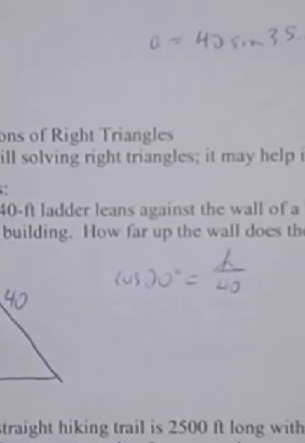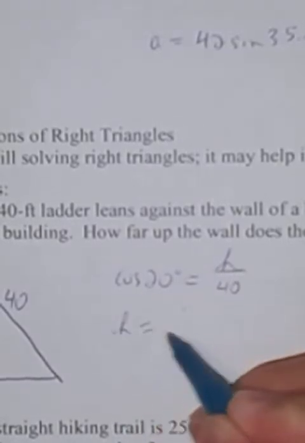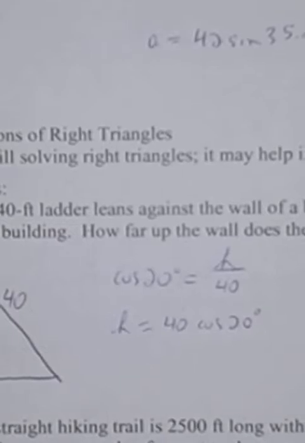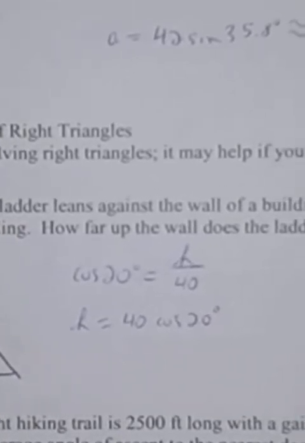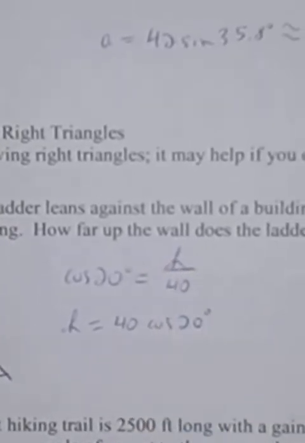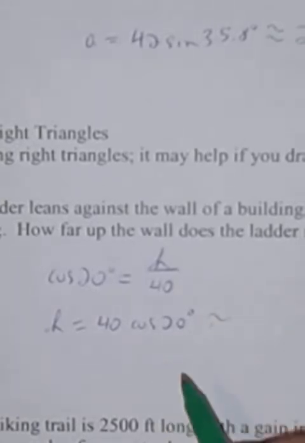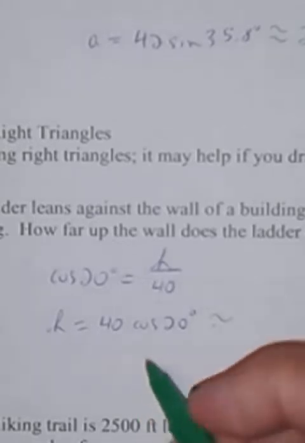All right, so I just need to solve that. So h will be 40 times the cosine of 20 degrees, because I just need to multiply by 40 to solve. And that's an exact number. And these are feet, right? So it'd be 40 cosine 20 degrees feet.